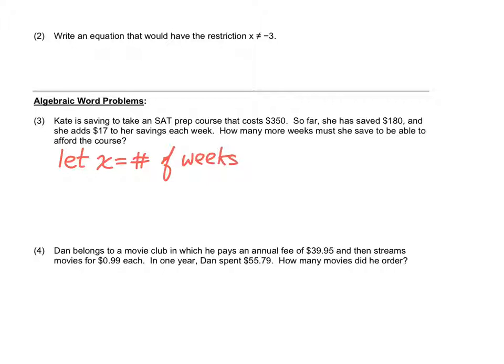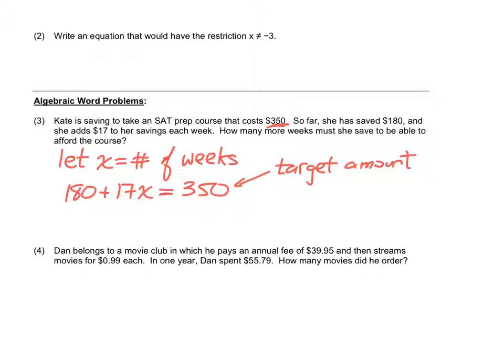So she's got 180. She adds 17 for each of those weeks. The result is going to bring her, hopefully, to her target of $350. All right, so this is the target amount. And you can see it's a simple linear equation, all right?